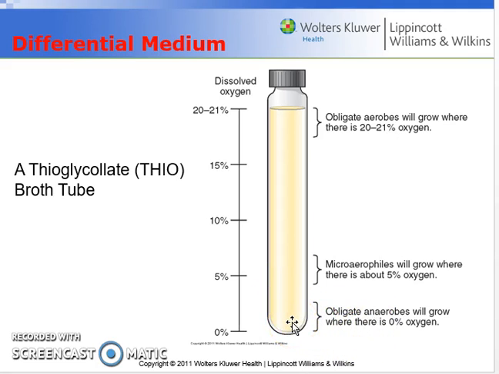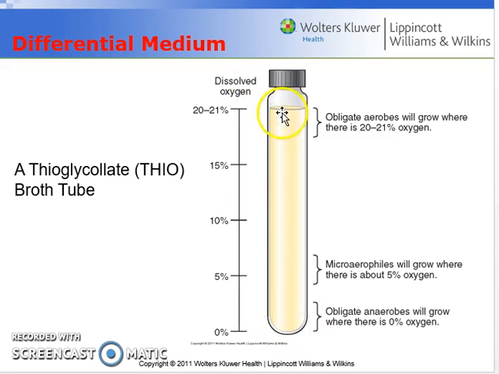any concentration of oxygen. And so in this test tube, you have a little bit of oxygen that's still present here at the top of the tube. But as the depth of the broth gets deeper, the percentage of dissolved oxygen gets lower. So at the bottom of this broth tube, there's no oxygen present.